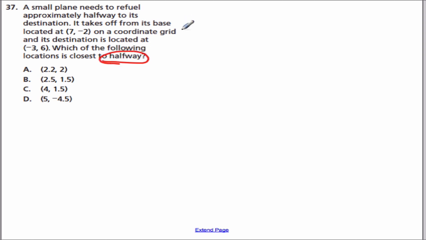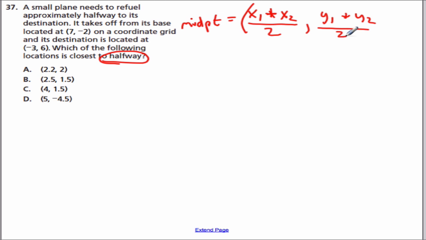Halfway, that tells me we are working with the midpoint formula, which, to refresh our memory, is the average of the x's, so x1 plus x2, divided by 2, comma, because we want a coordinate, y1 plus y2, or average of the y's, divided by 2. That gives us a coordinate. So at this point, we just need to fill it in. We got 7 plus the minus 3 cut in half. This 7 and this minus 3 are x values, comma, our y values, which is minus 2 and 6. Minus 2 plus 6 cut in half.